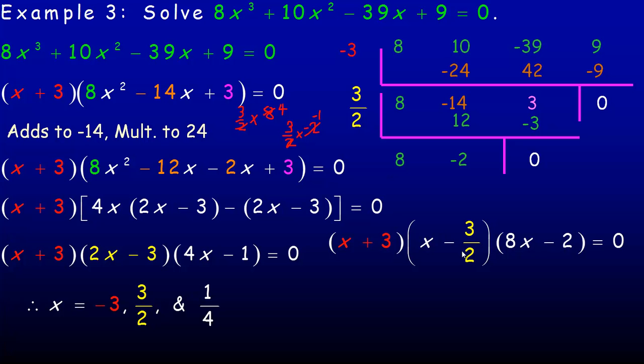And so we could have written that, the 8x minus 2. If you factor a 2 out of this and bring it in here, you get 2x minus 3, 4x minus 1, which is exactly the same thing as over here. And so you get the same three solutions.